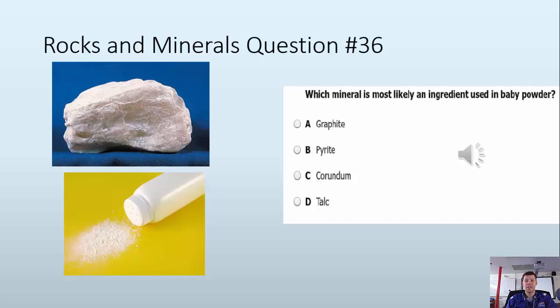Just a memory question. Which mineral is most likely an ingredient used in baby powder? And if you remember, the softest mineral there was, it was talc. It has a hardness of 1, and you can just kind of rub it together and get this powder right here. So our best answer is not graphite. We use that for writing. Not pyrite. Remember, that was fool's gold. Not corundum. That's a very, very hard mineral. Would not be very good powder. The best answer is talc. D.